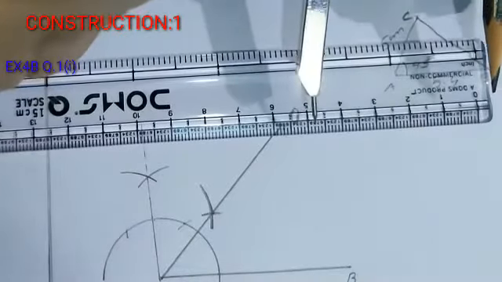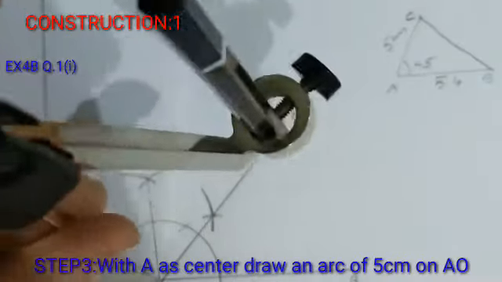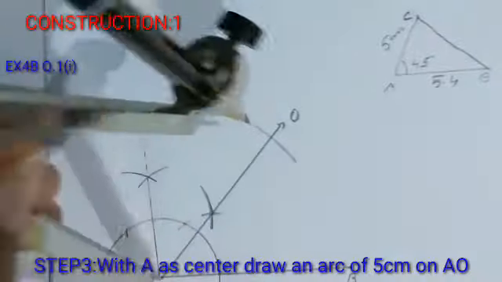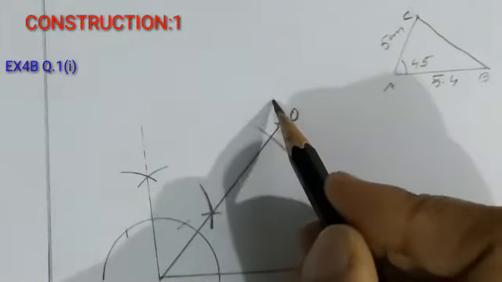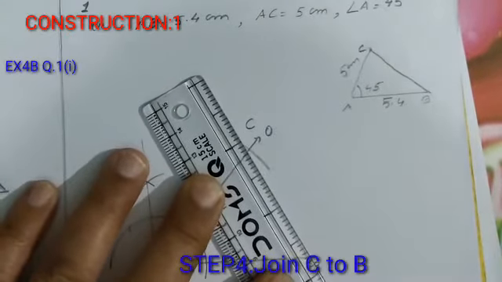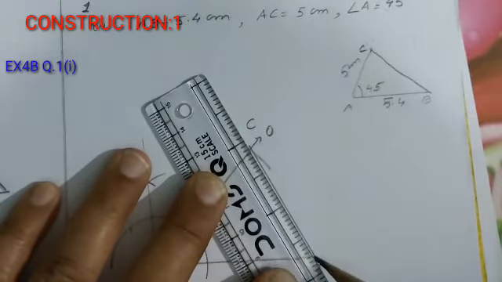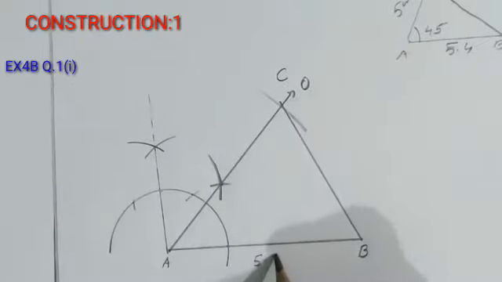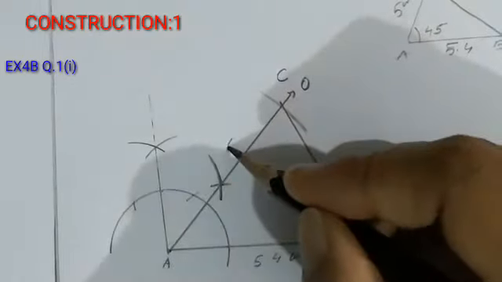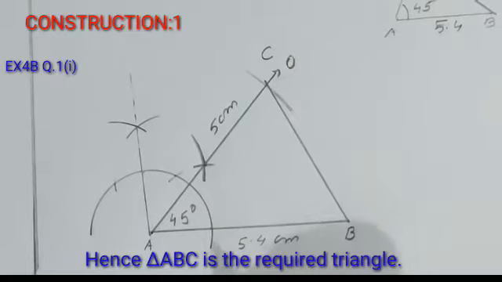Set the compass to 5 centimeter. Step 3. A as center, draw an arc at 5 centimeter. This point is C. Step 4. Join C to B. All the parameters are 5.4 centimeter, 5 centimeter, and this angle is of 45 degree. Hence, triangle ABC is the required triangle.